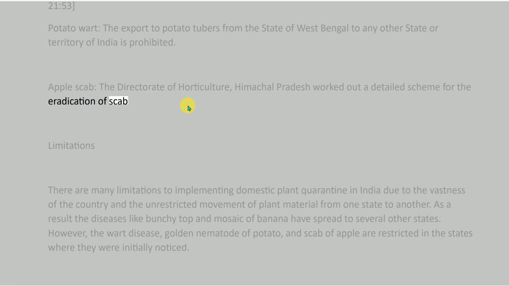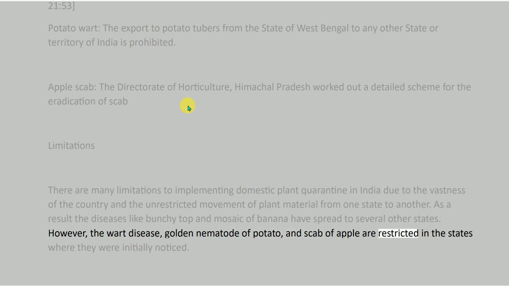There are many limitations to implementing domestic plant quarantine in India due to the vastness of the country and the unrestricted movement of plant material from one state to another. As a result, diseases like bunchy top and mosaic of banana have spread to several other states. However, the wart disease, golden nematode of potato, and scab of apple are restricted to the states where they were initially noticed.